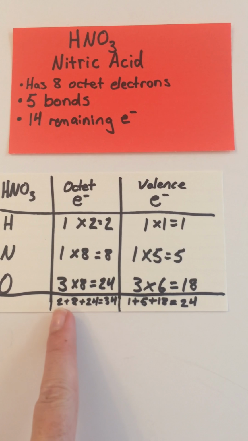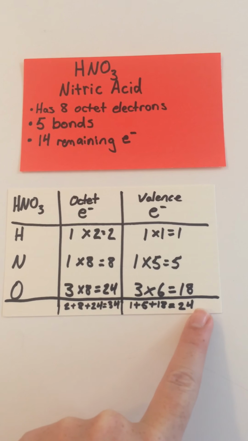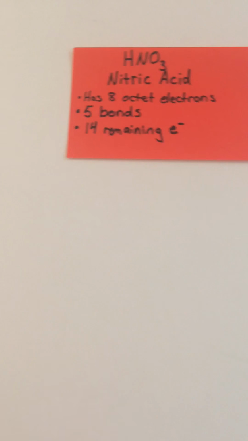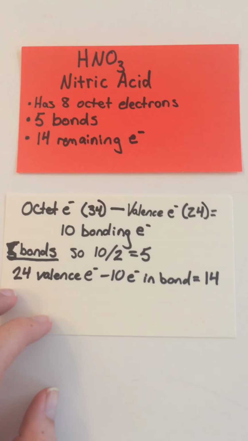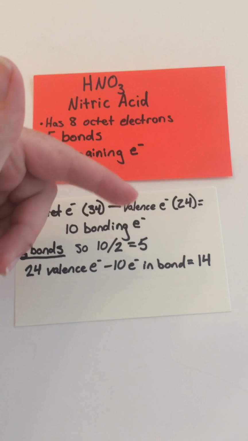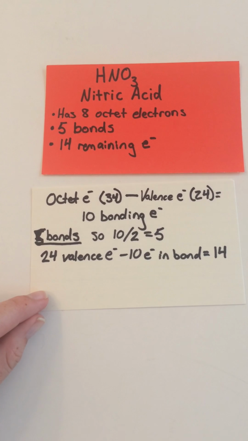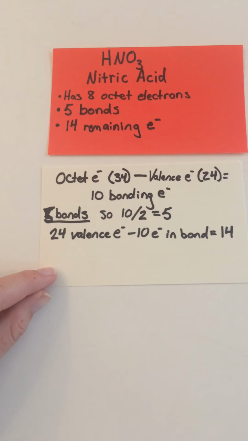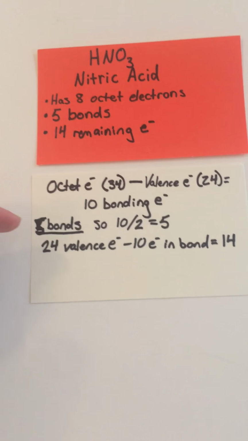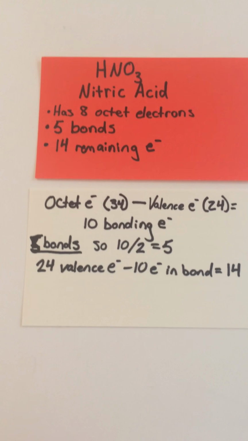At the bottom, I added all these up. For the octet electrons, there's 34, and for valence electrons, there is 24. You subtract the valence electrons from the octet electrons, and that gives you 10 bonding electrons. Then you divide those by 2 to give you the 5 bonds that we will draw in the Lewis structure in just a moment.